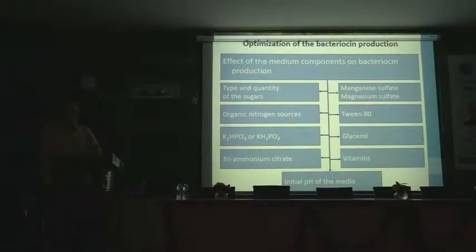The presence of Tween, it's a surfactant. In some cases, it actually kills the production of the bacteriocins. So in some cases, it's better to remove it. But it's also important because if you do HPLC purification of your bacteriocins, the presence of Tween 80 can interfere with the column and can give you a hard time in the purification process. Presence of glycerol.